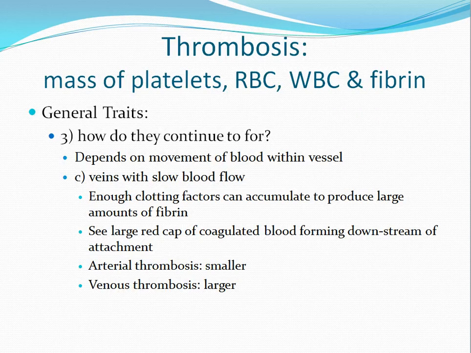In veins with slow blood flow, enough clotting factors are able to accumulate to produce large amounts of fibrin. You will begin to see a large red cap of coagulated blood. This will form downstream from the initial site of attachment. In general, arterial thrombi tend to be smaller and venous thrombi tend to be much larger.